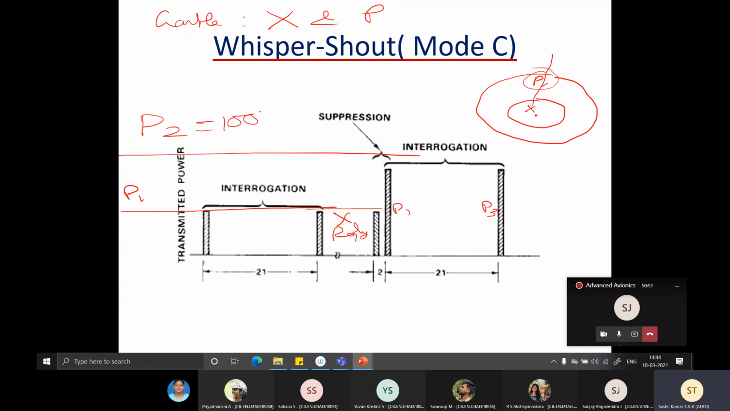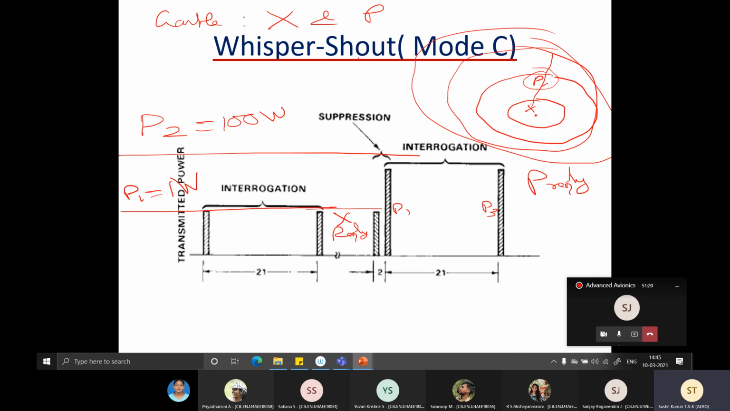Let's put some numbers. This is 100 watts and this is 1 watt. Now the second interrogation, both X and P will receive it, but X knows that it should not reply because there is already a suppression pulse. Only the second aircraft P will reply. So that's how you keep on doing this for different sectors, different power ranges. You can segregate your coverage and then you prevent garbling. Is it okay, Sanjay? Yes, sir.